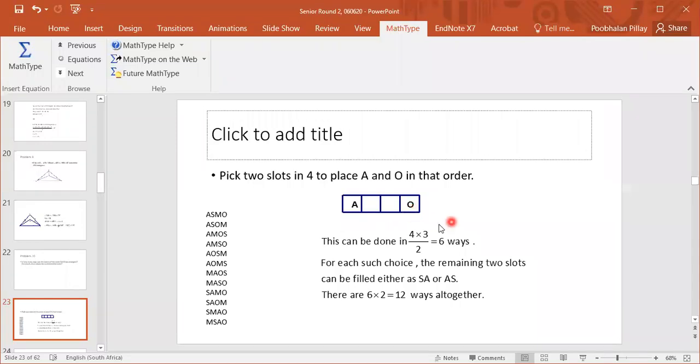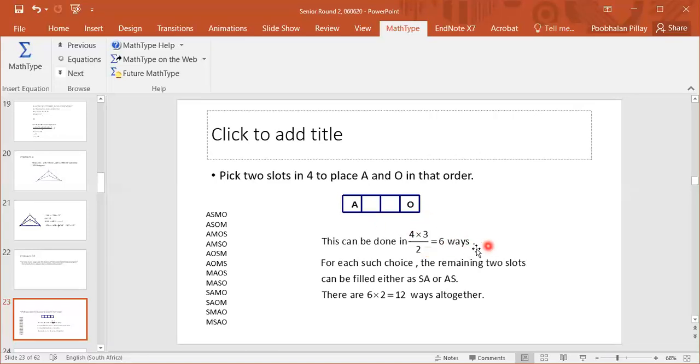So you can choose 2 boxes from 4 in 6 ways, and the moment you choose 2 boxes, like these 2 boxes, you can fill them with A and O. That's the only way you can fill them, because A must come before O. Then once you choose these two boxes, you have to fill the remaining two. Here you can put S first and M afterwards, or M first and S afterwards. So there are two ways in which you can fill the remaining two boxes.